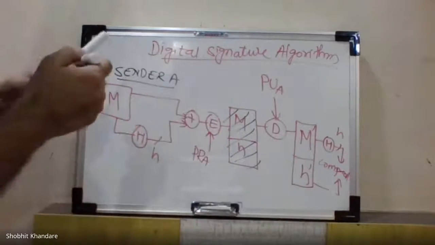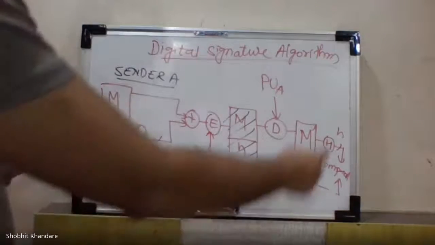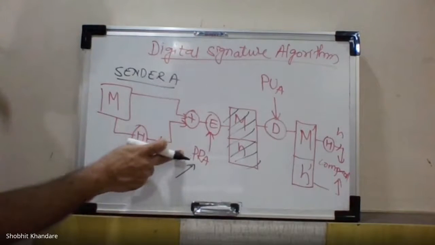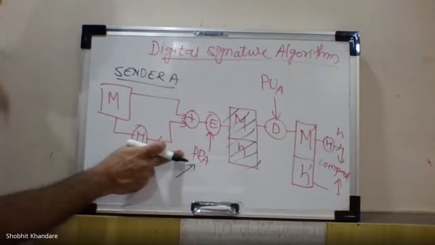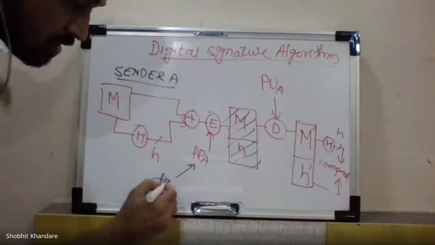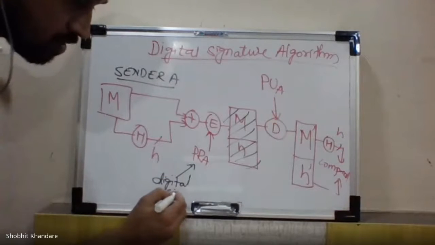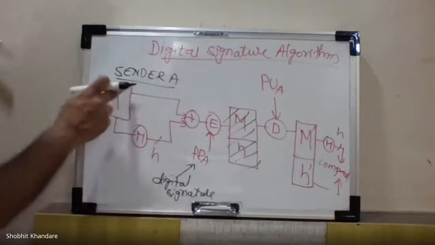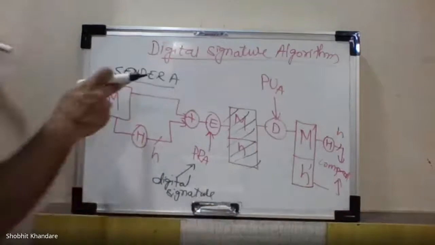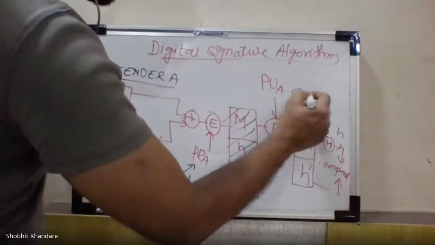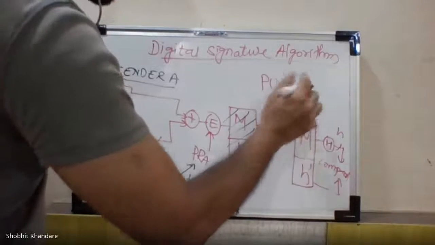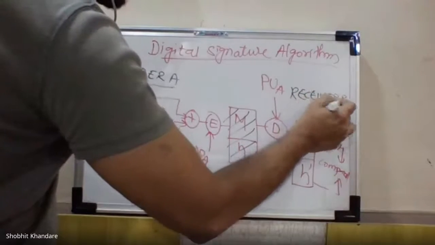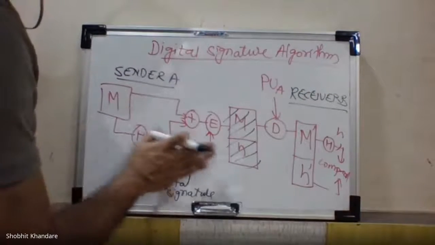In this particular scenario, the important thing is that I am using the private key of user A. So I am using the digital signature. This is called a digital signature, the user's own signature by using the private key of user A. So in all this scenario, this is sender A, and this is receiver B.